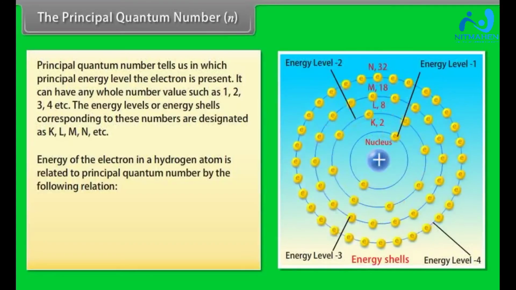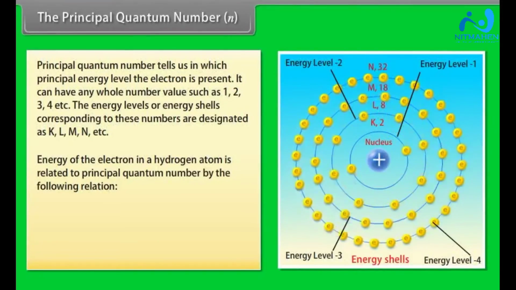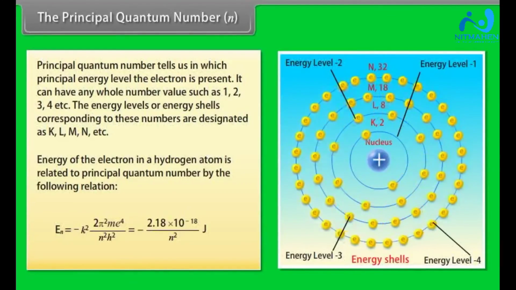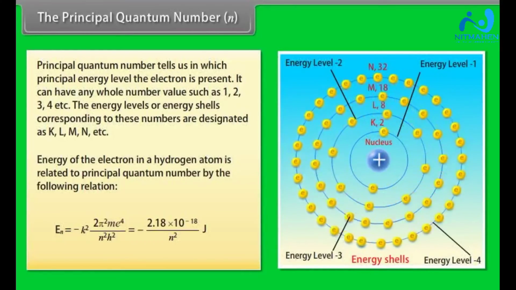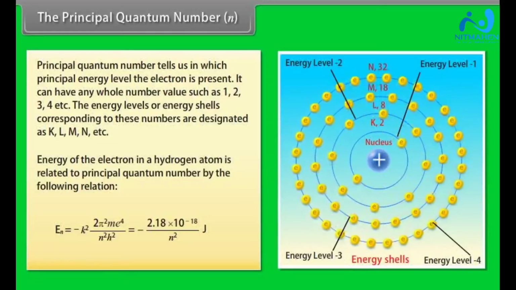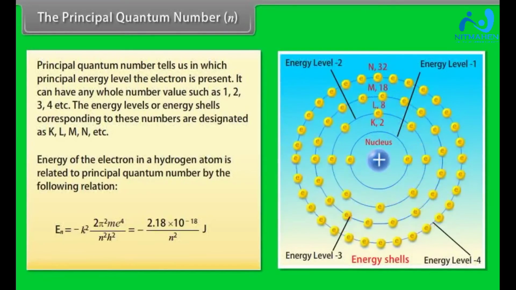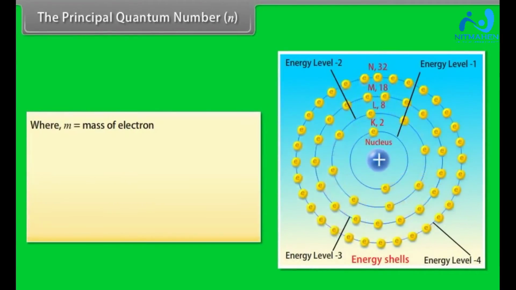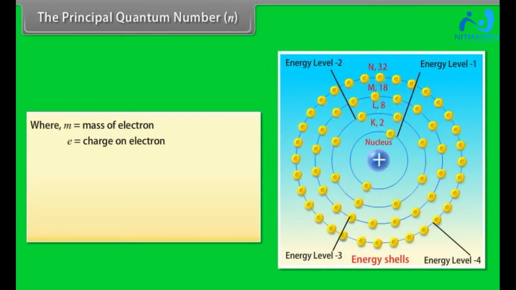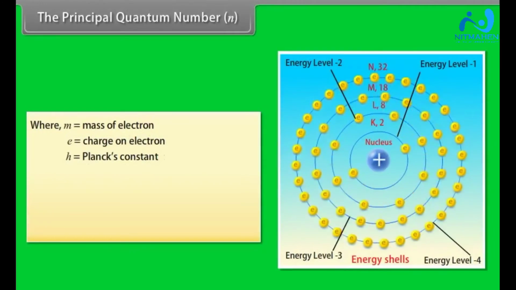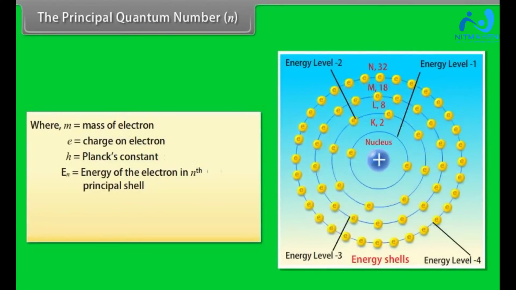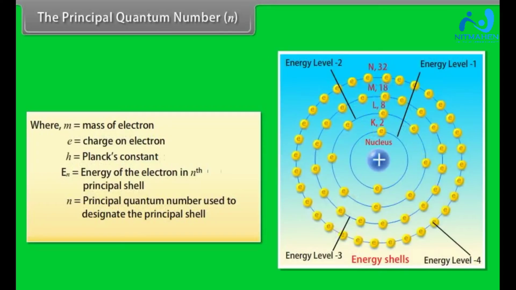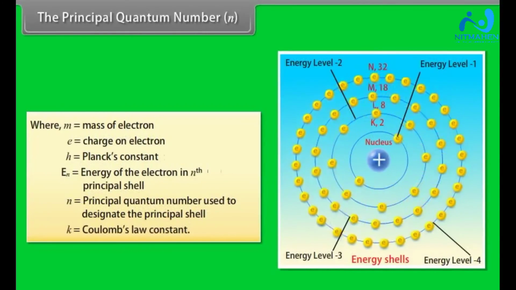The energy of the electron in a hydrogen atom is related to the principal quantum number by the following relation. En = −k² · 2π² · m · e⁴ / (n² h²) = −2.18 × 10⁻¹⁸ / n² joule, where m is the mass of the electron, e is the charge on the electron, h is Planck's constant, En is the energy of the electron in the nth principal shell, n is the principal quantum number used to designate the principal shell, and k is Coulomb's law constant.